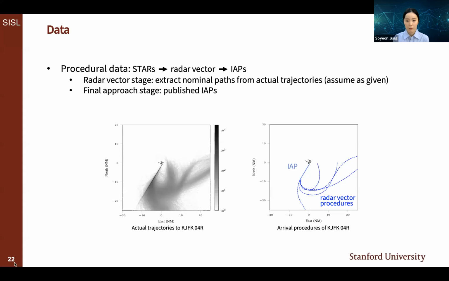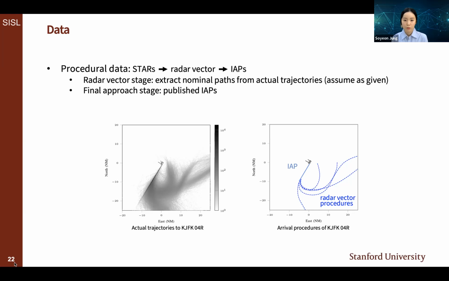We also have the procedural data. For the arrivals to JFK, the range of 30 nautical miles covers the radar vector and the final approach stages, but not the initial approach stage. So the STARs were not used in this work. For the vectoring stage, we don't have published standard procedures. Therefore, I extracted the nominal path from the actual trajectories and used them as the given procedures. For the final approach stage, I used the published IAPs.